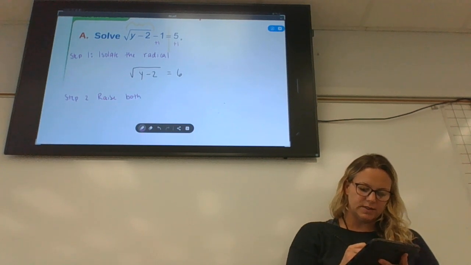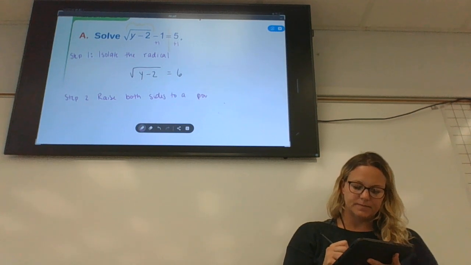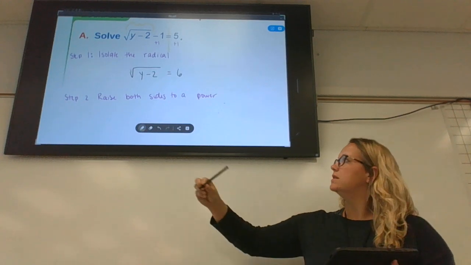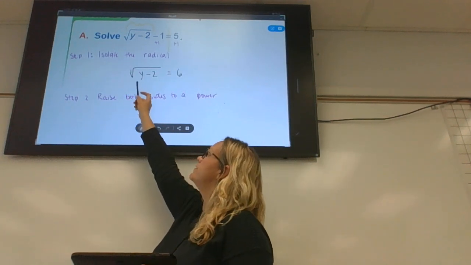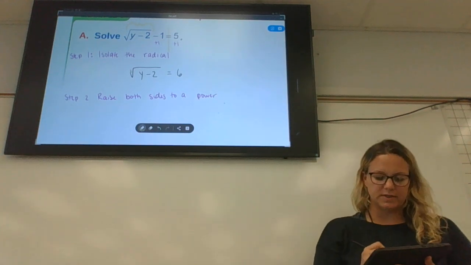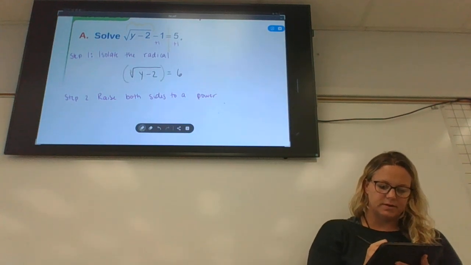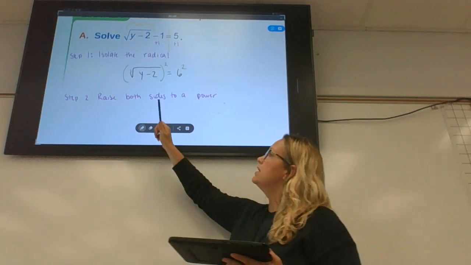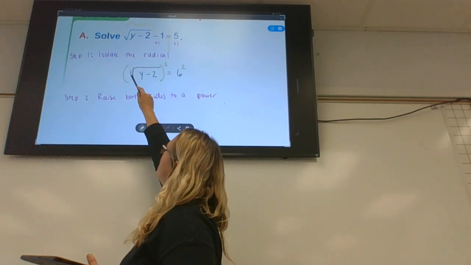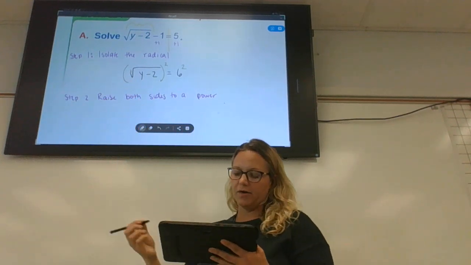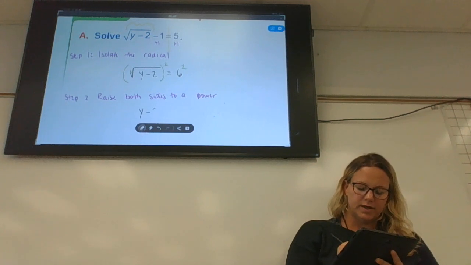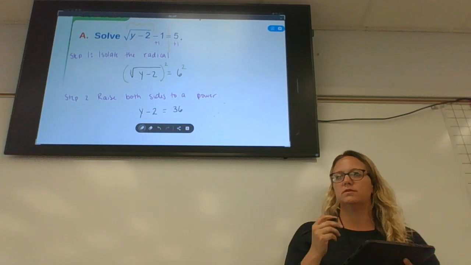Step 2 is to raise both sides to a power. And it's whatever power is in the index. So this problem has an invisible 2 with the square root. So what we'll do is square both sides. The exponent and the square root cancel out because they're inverse. And now we have y minus 2 equals 36.